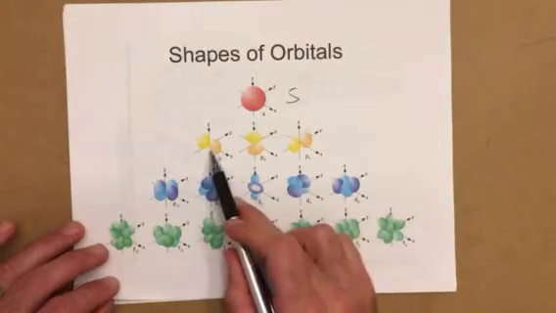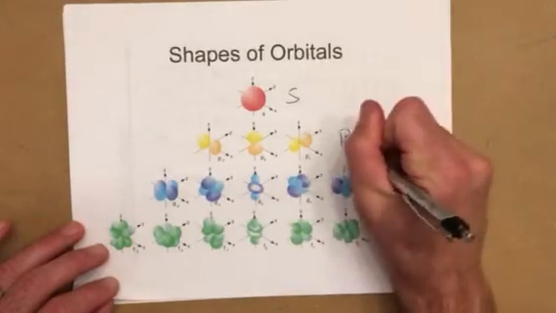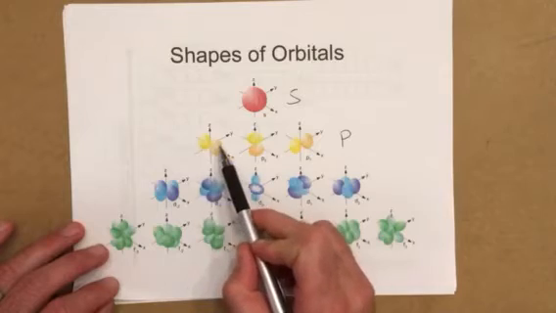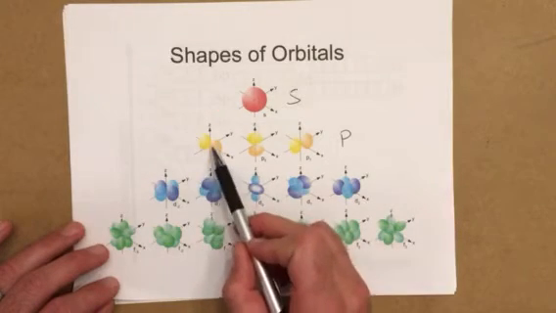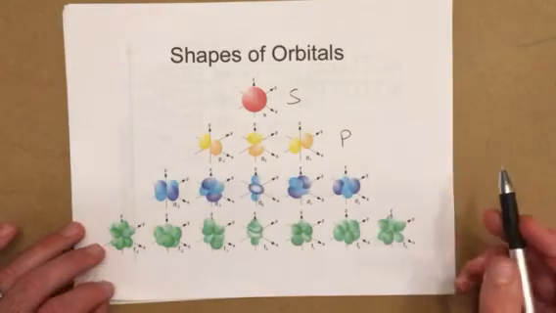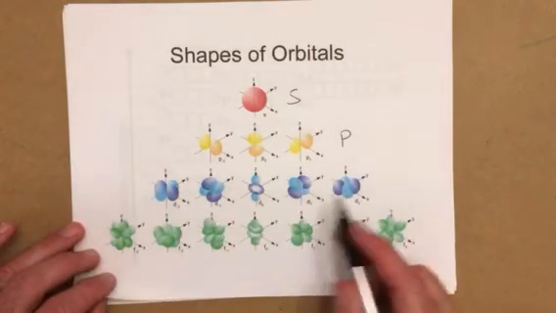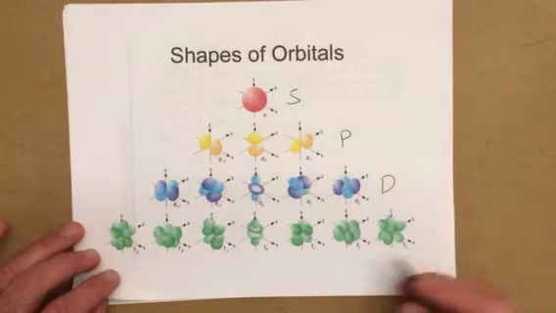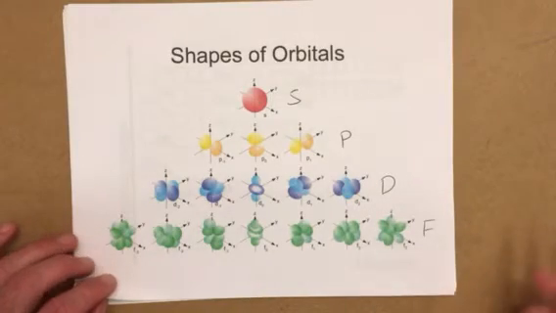And then we have these, which are a little more complicated, the P-shaped orbitals. They look kind of like a dumbbell. There's kind of two areas of high probability on either side of the nucleus, and then it's a lower concentration or lower probability close to the nucleus. The D's get even more complicated, and then the F's get the most complicated.